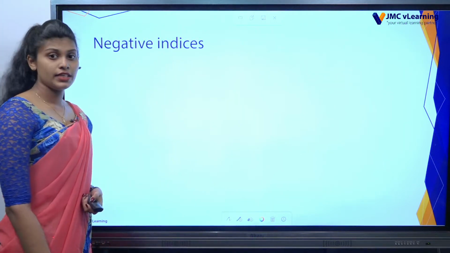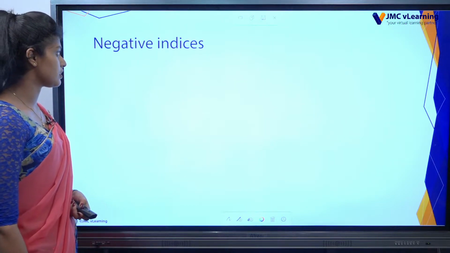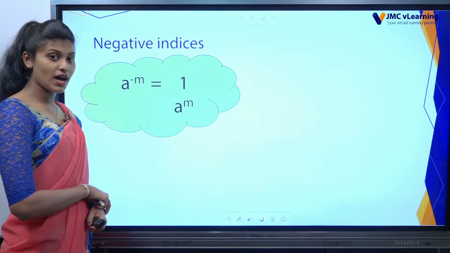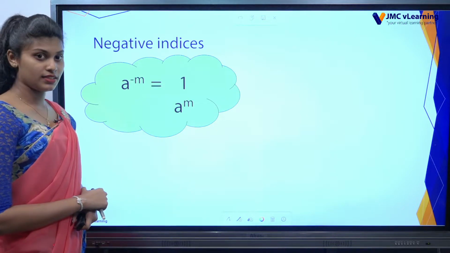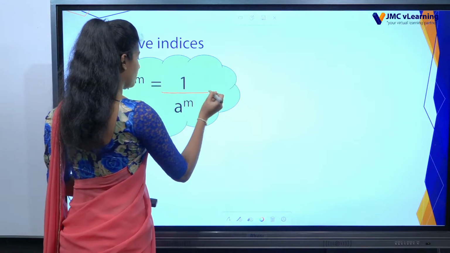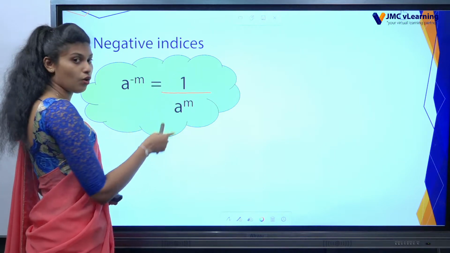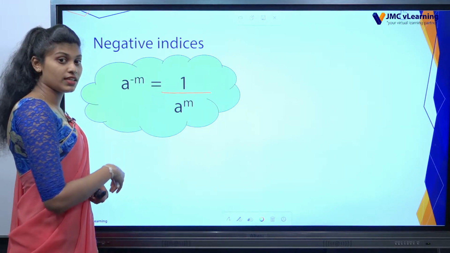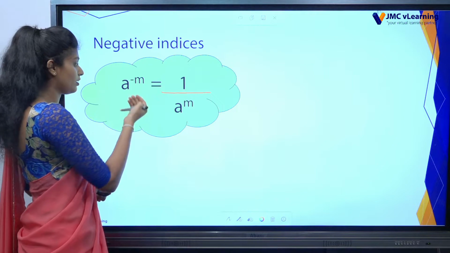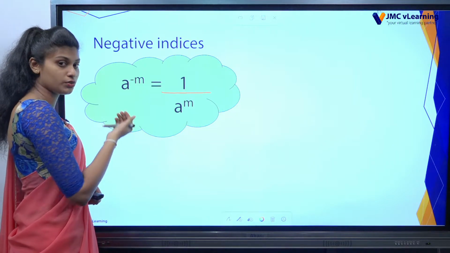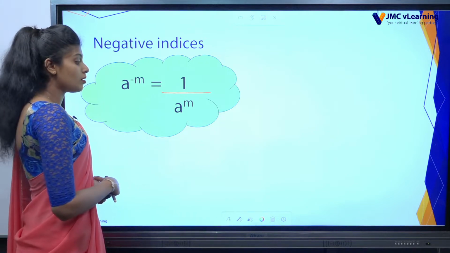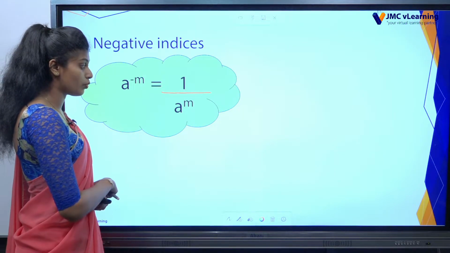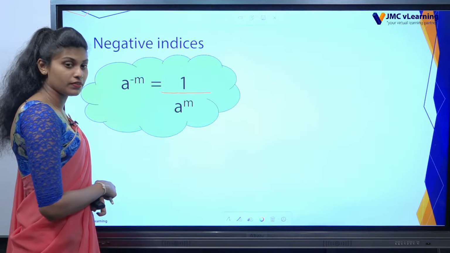Then negative indices. Next part is negative indices. Okay. A to the power minus m, how can you write this? Then we can write this as 1 over a to the power m. This minus, you can take the reciprocal of this one. Then when you take a to the power minus to the denominator, it becomes plus. Then we can write a to the power minus m as how? 1 over a to the power m.